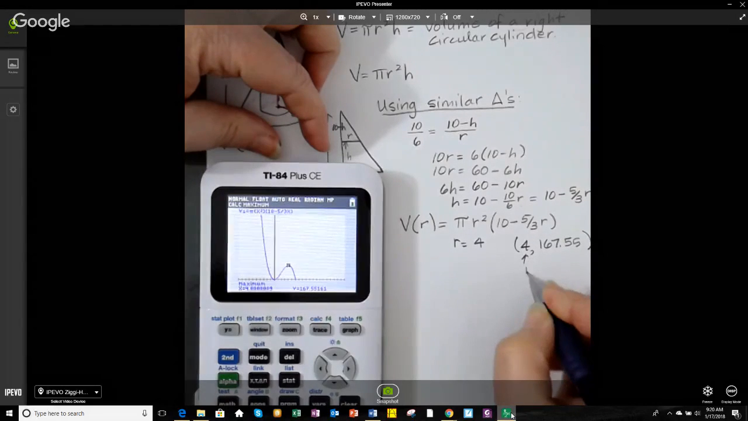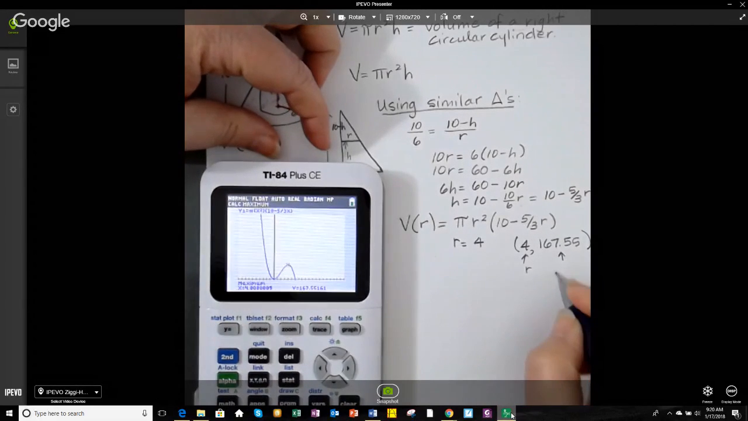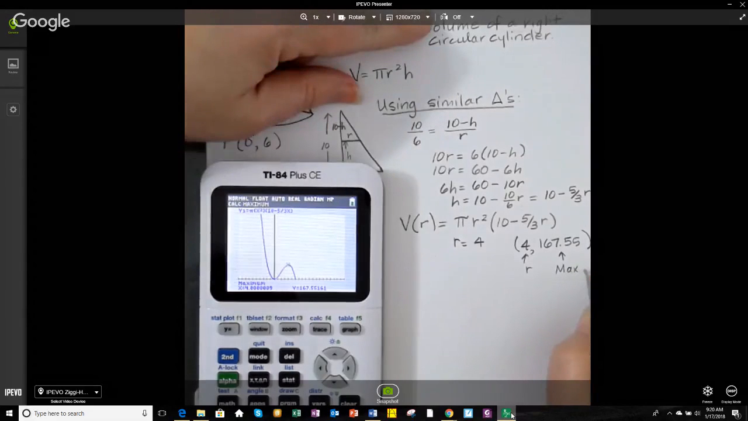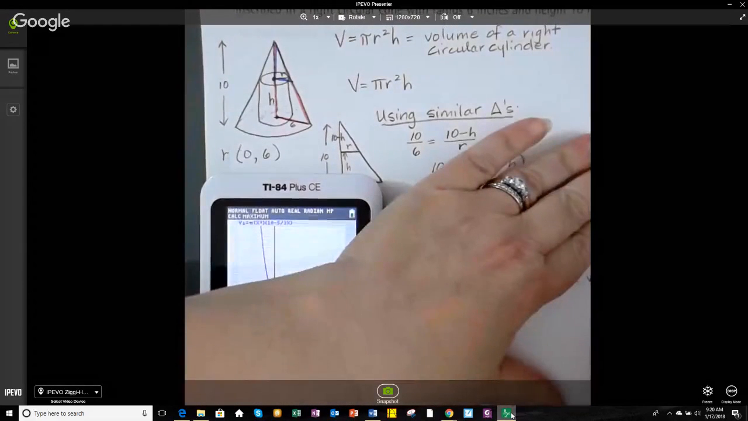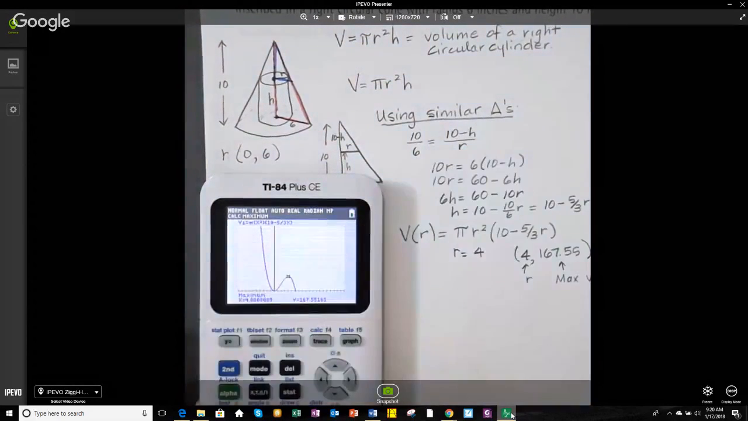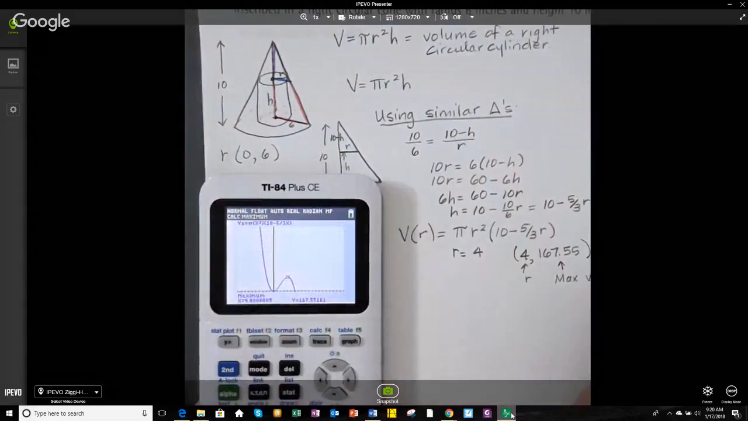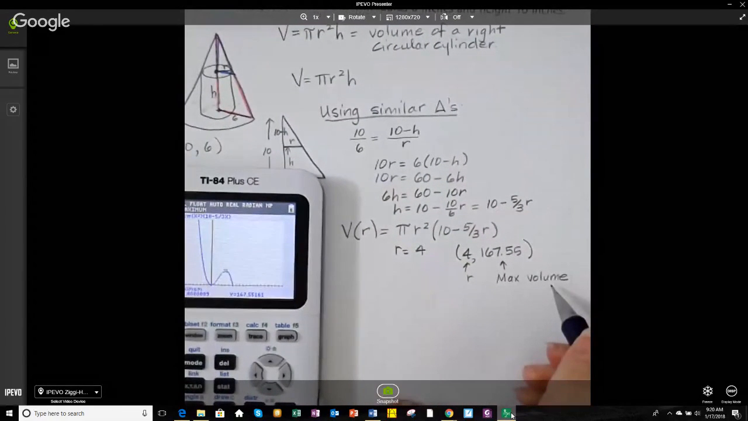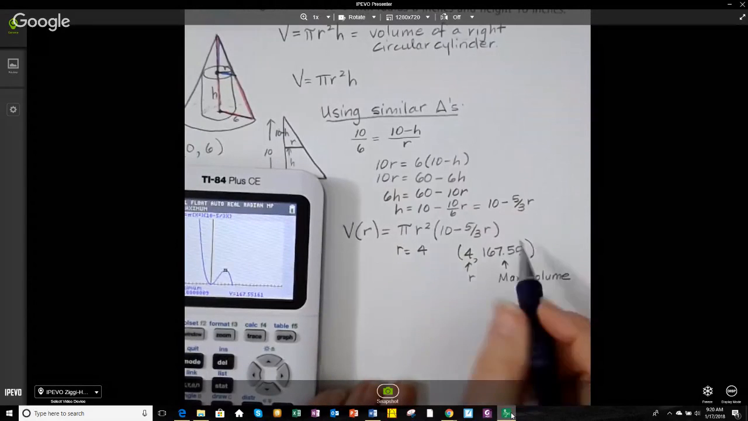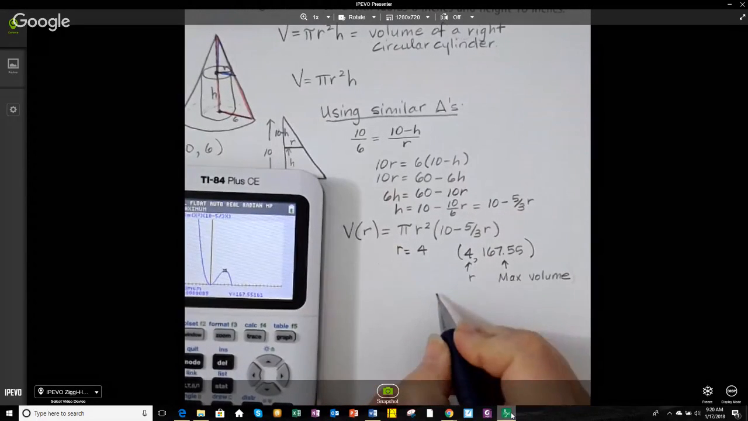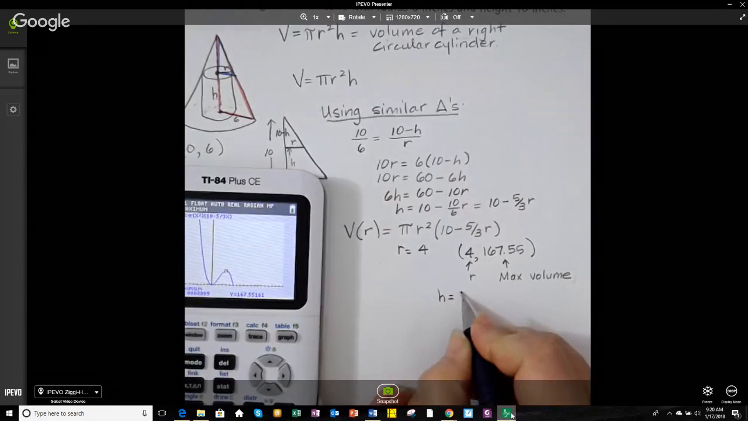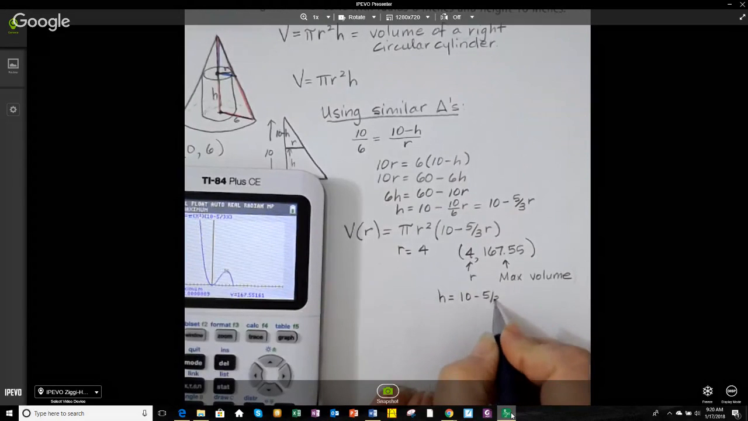This is R, and this is the maximum volume. That's not H. So how do I figure out what H is? Well, do I have an expression for H? I sure do. H is right here. So if R is 4, H is going to equal 10 minus 5/3 R.